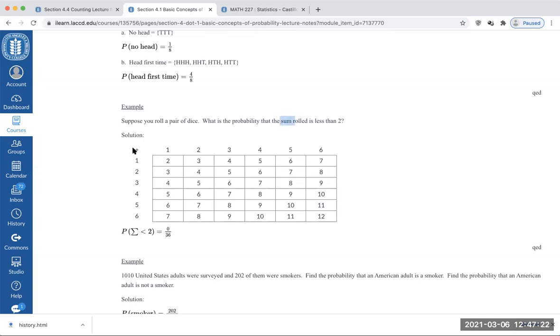And so 1 plus 1 is 2. 1 plus 2 is 3. 1 plus 3, 4. 1 plus 4, 5. 6, 7. 2 plus 1, 3. 2 plus 2, 4. 2 plus 3, 5. 6, 7, 8. 4, 5, 6, 7, 8, 9. 5, 6, 7, 8, 9, 10. 6, 7, 8, 9, 10, 11. 7, 8, 9, 10, 11, 12.